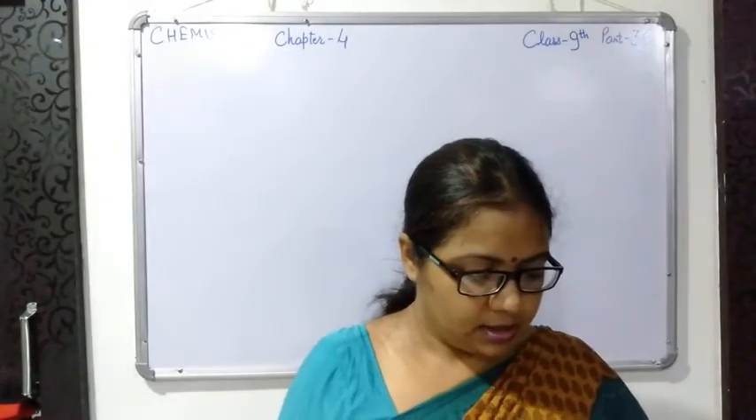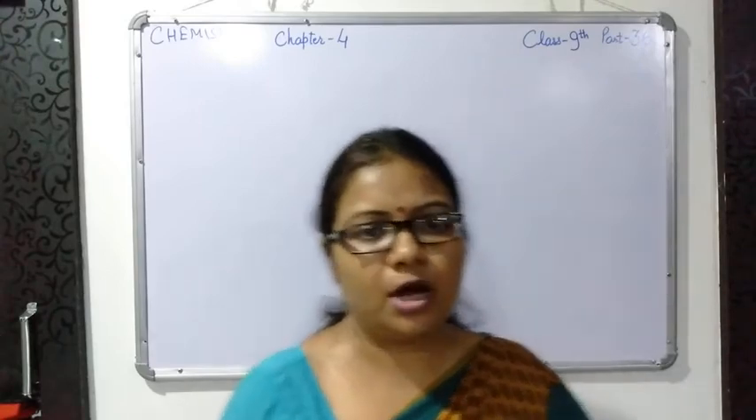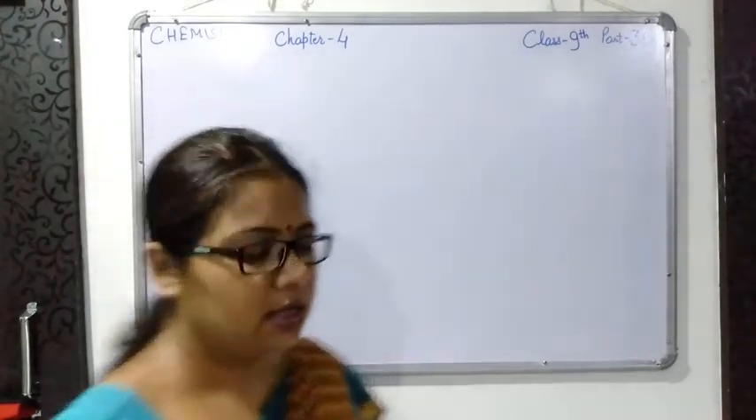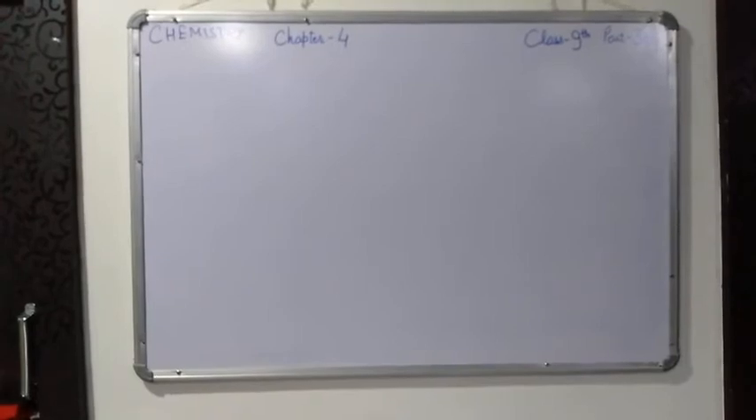Okay, my first topic is distribution of electrons in the orbits. How to distribute the electrons in the orbits. So my topic is distribution of electrons in the orbits.